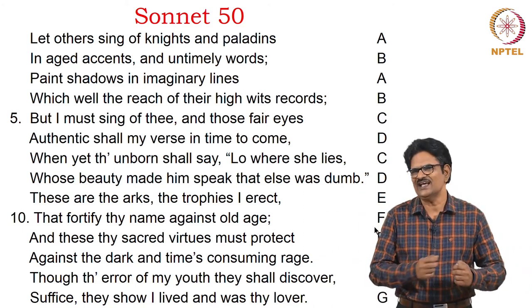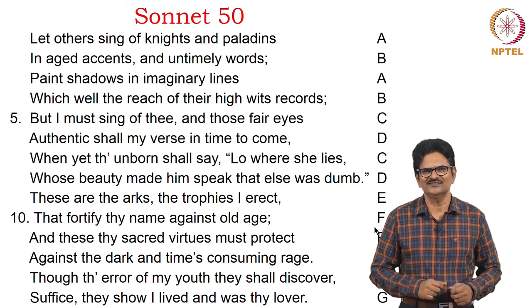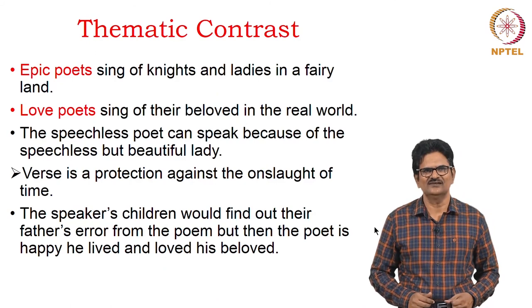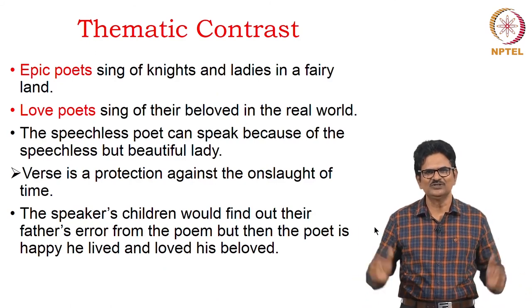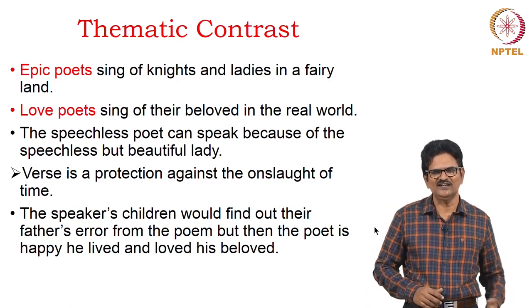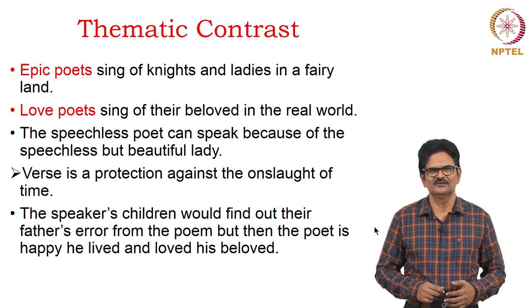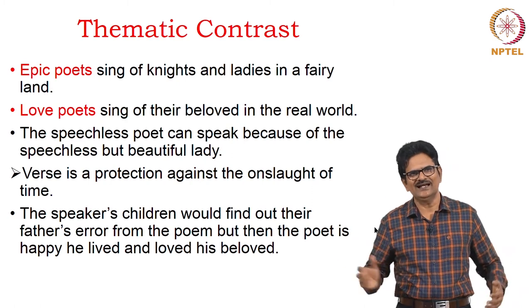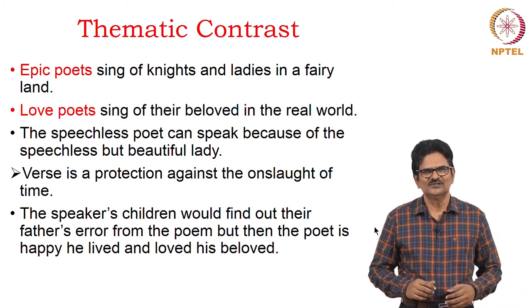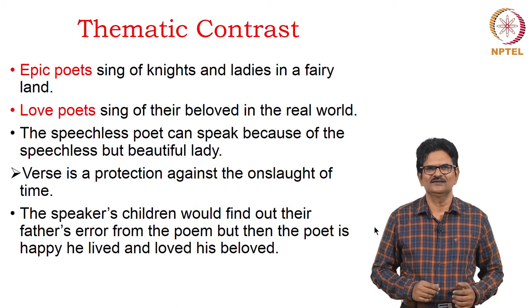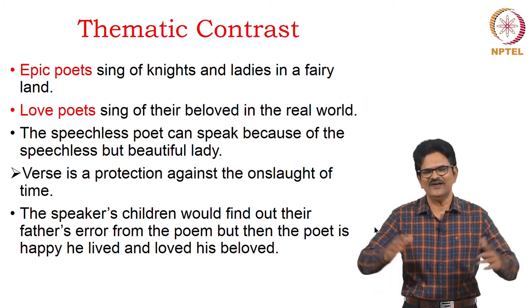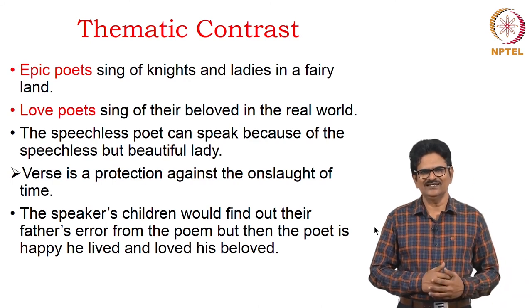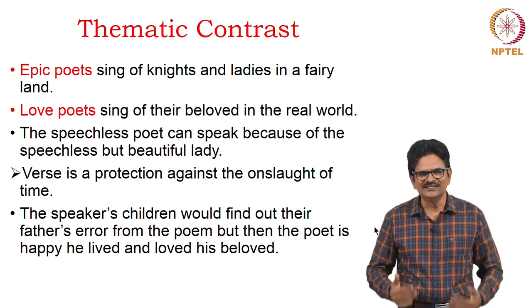Again, we have a fantastic poem in this sonnet. Let us examine it now. What is the thematic contrast that we have? We have the contrast between two kinds of poets, epic poets and love poets. Epic poets like Spenser and the Italian Ariosto, they were singing of knights and ladies in a fairy land. Love poets like Daniel, they sing of their beloved in the real world.